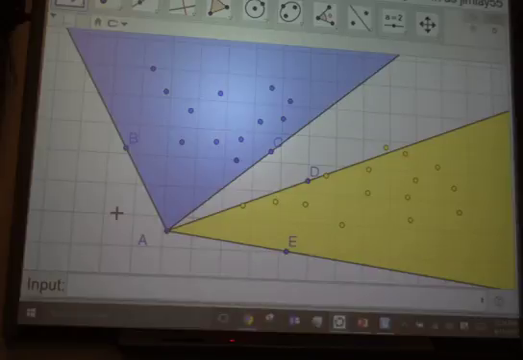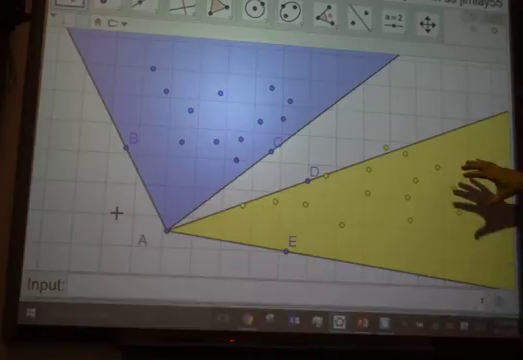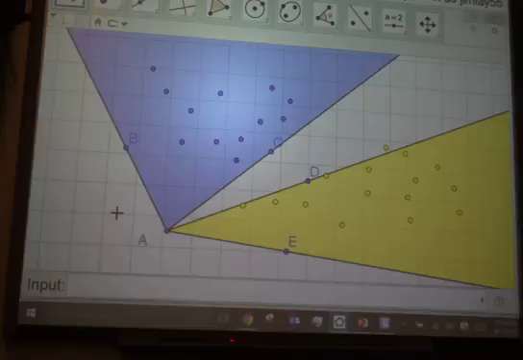But do they share a common ray? No, they don't have a side. The blue one has these two sides, AB and AC, but neither of those sides are the sides over here, AD and AE. So we need all three components to be adjacent, so the blue one and the yellow one are not adjacent. Does that make sense?